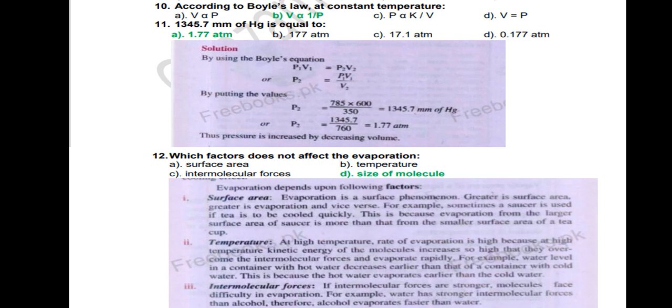Which factor does not affect evaporation? Surface area, temperature, intermolecular forces. All these factors affect the evaporation process, but the size of the molecule does not affect it. So option D will be correct.